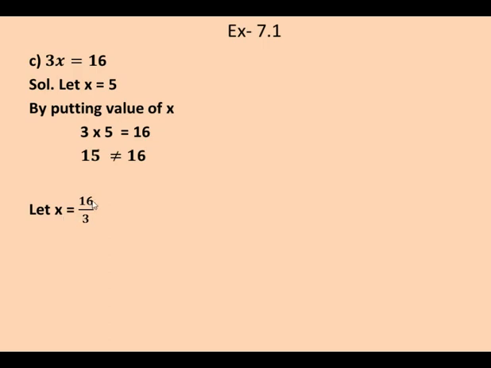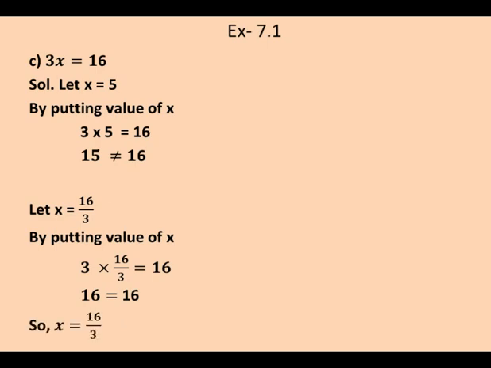I have taken x equal to 16 by 3. So what we do, by putting the value of x, 16 upon 3 placed at the place of x, 3 into 16 by 3 equal to 16. So we have got 16 equal to 16. So we can say that the value of x is 16 upon 3. Okay.